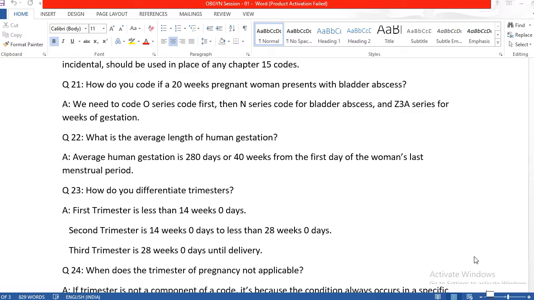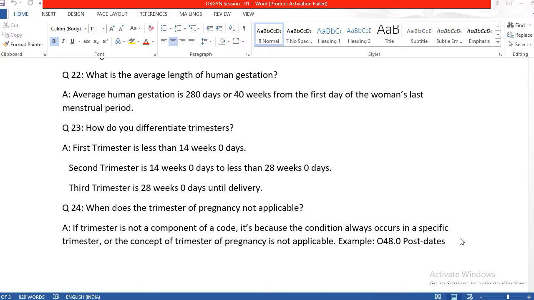What is the average length of human gestation? Usually human gestation is 280 days or 40 weeks. We usually call it the pregnancy duration.